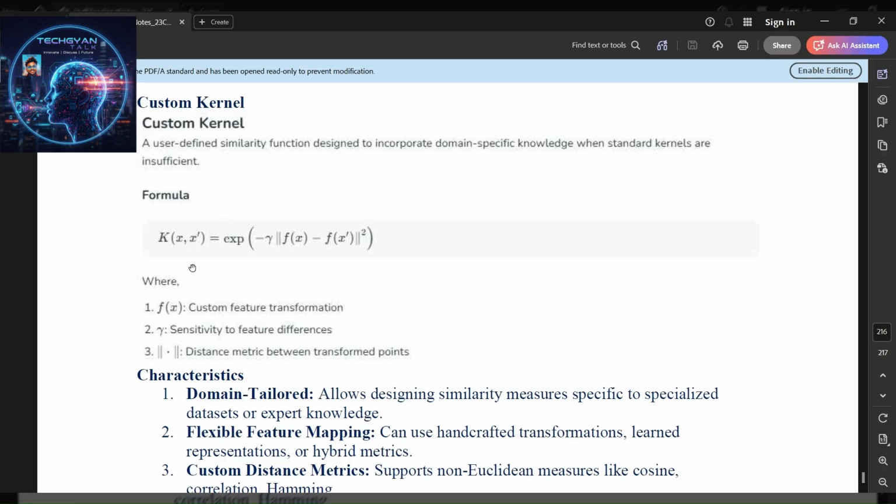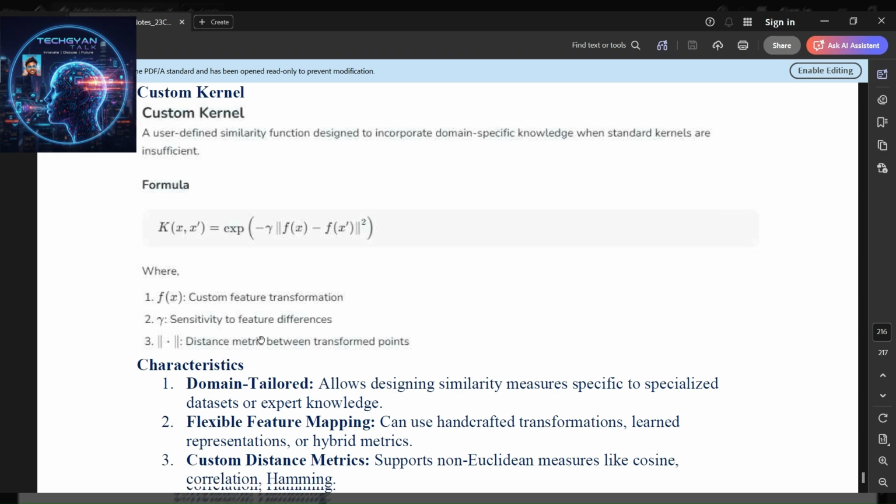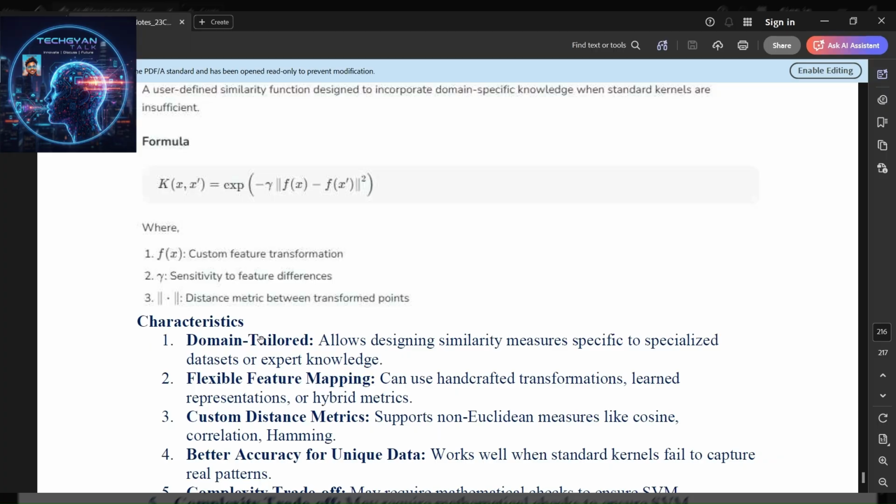Formula: k of x comma x dash is equal to exponential of minus psi square mod of f of x minus f of x dash mod whole square. F of x is a custom feature transformation, psi is sensitivity to feature differences, and dot mod is the distance metric between transformed points.